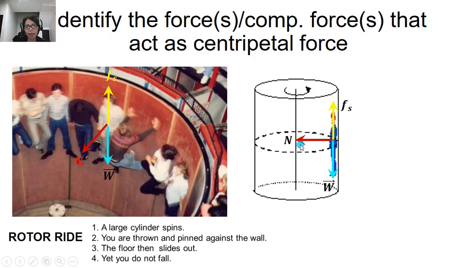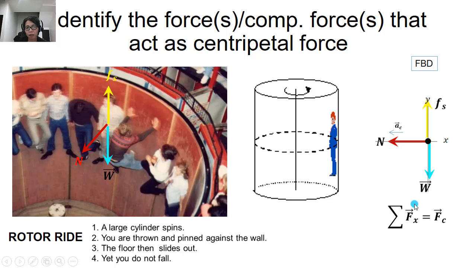So we can see obviously from the free body diagram, the force that points towards the center of the circle is the normal force. So for this situation, the summation of forces along the x component is equal to the net force, the centripetal force. So the only force that points in the direction of the center of the circle is the normal force. So the normal force will be our centripetal force.